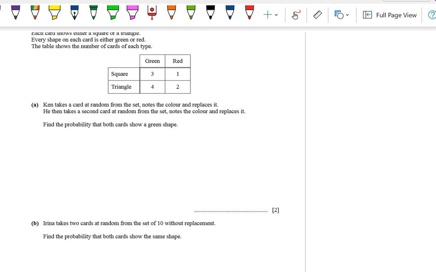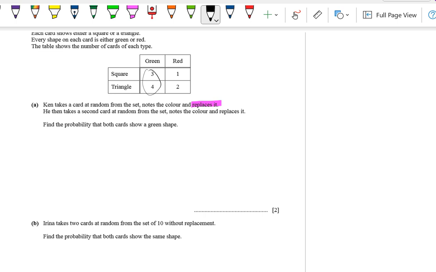We have green squares and triangles and red squares and triangles. Ken takes a card at random, notes his color and replaces it. Please read the probability questions very carefully. He then takes a second card at random, notes the color, replaces it. Find the probability both are green.